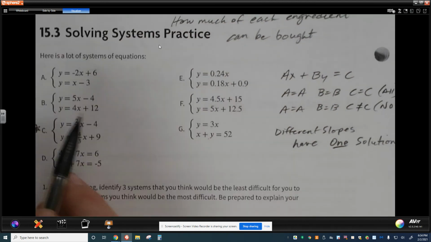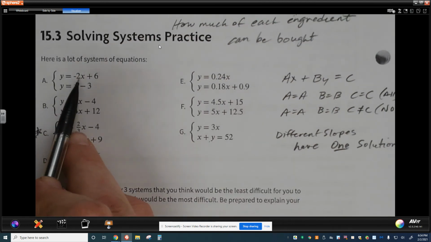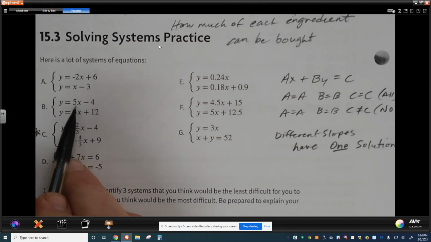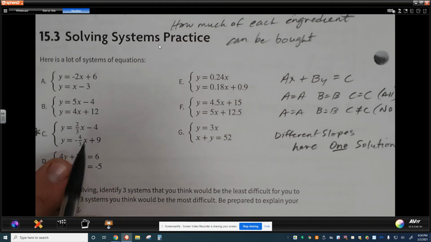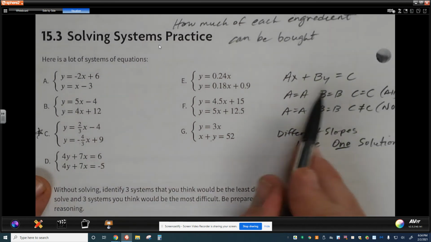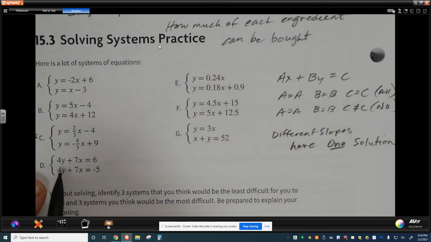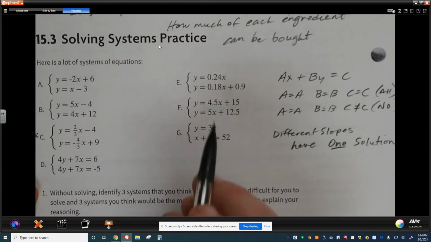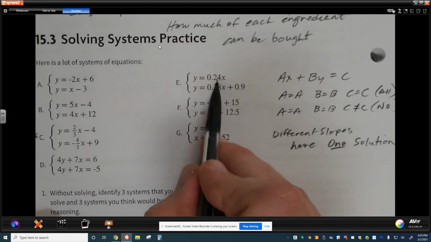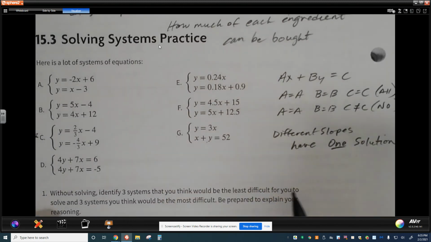So when we look at A, we can look at those two slopes. They're different slopes. There's one solution. B, different slopes, or slope-intercept forms. They have different slopes. One solution. C, 2/3 and -4/3 for a slope. One solution. D, oh, that's in this form right here, and I see that A is equal to A, B is equal to B, C is not equal to C, this is no solution. Be able to prove your work with that. Letter E, different slopes, one solution. F, different slopes, one solution.